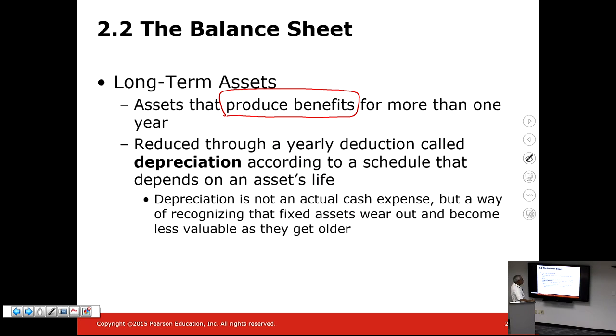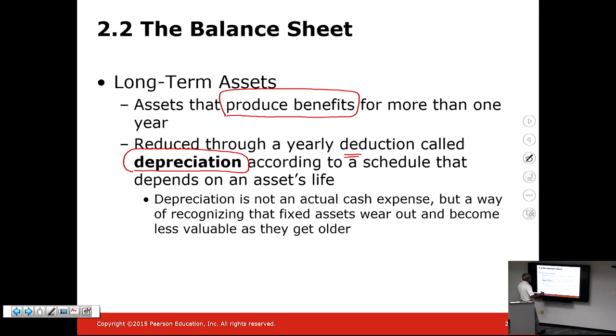And the value of these assets is reduced yearly through a legal deduction that the company can take, what we call depreciation. So a part of the value of that long-term asset will be reduced every year through a preset depreciation schedule, which depends upon the type of asset and the asset's life.